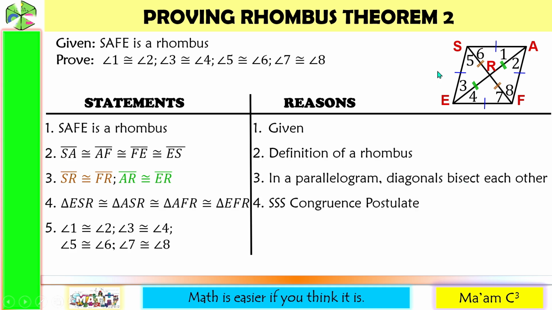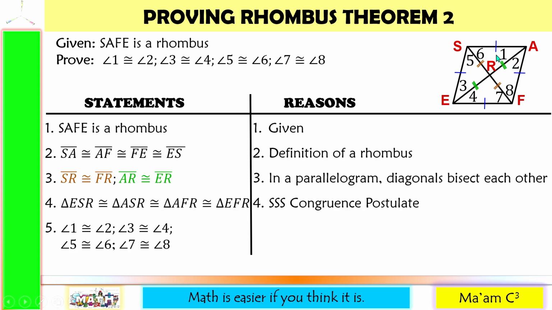Since the 4 triangles here are congruent with one another, then their corresponding parts are also congruent. Let's take a look at angle 1 and angle 2. So triangle ASR is congruent with triangle AFR. Imagine we are going to fold this triangle and put it on top of triangle ASR. Then 1 and 2 are corresponding angles.